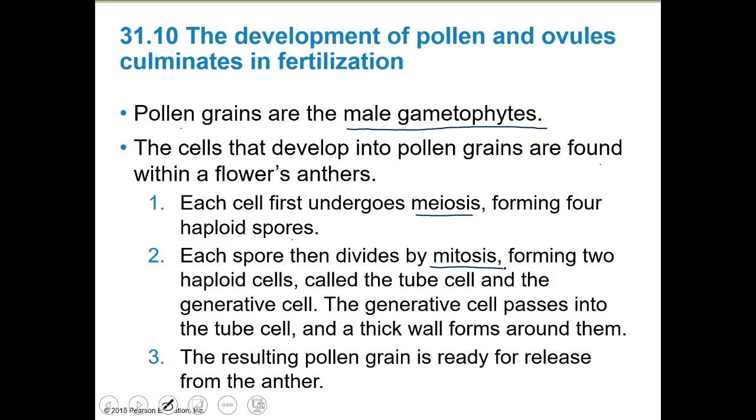So basically, our whole gametophyte is like two cells. Look, it's a tube cell and a generative cell. So your entire male gametophyte is made of like two cells. The generative cell passes to the tube cell and the thick wall forms around them. So that's our pollen grain, which is ready for release.